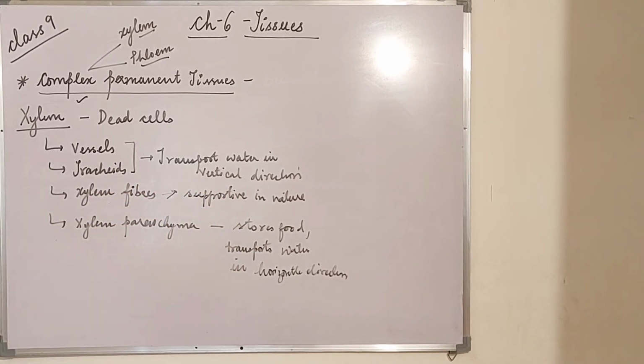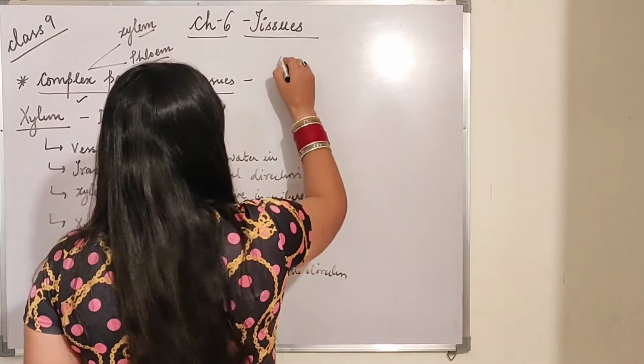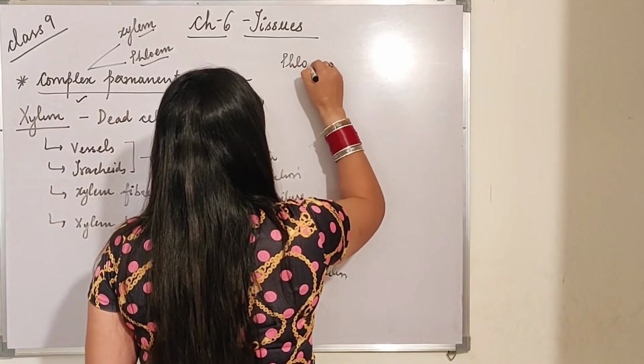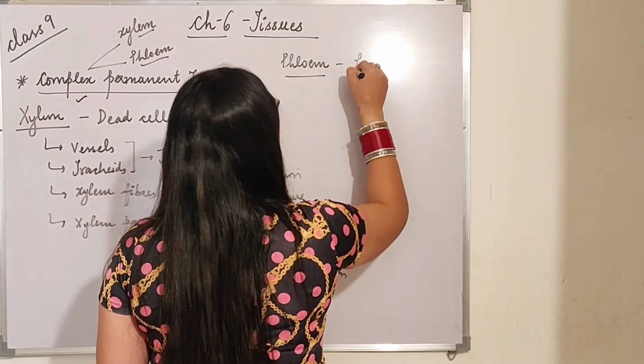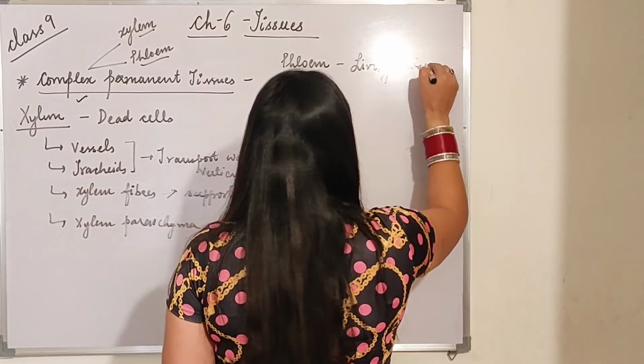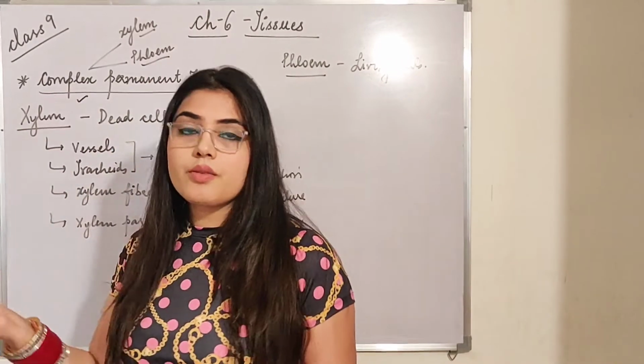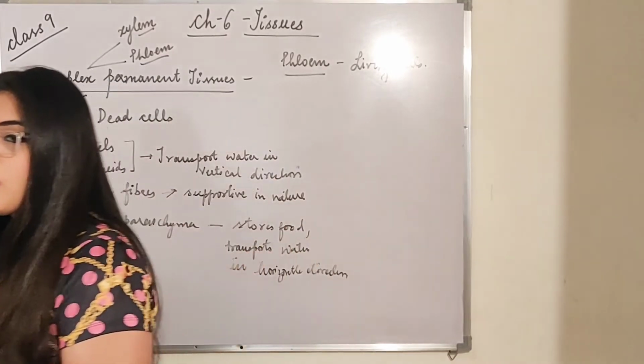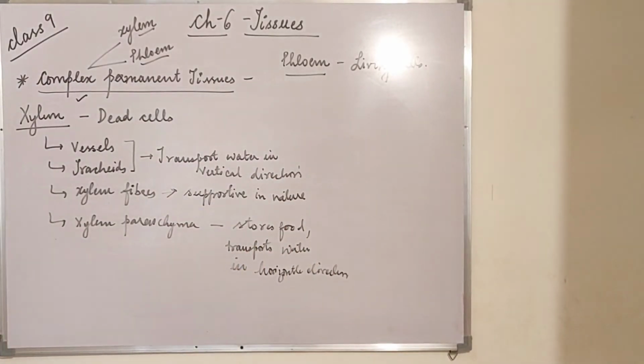Now let's move on with the phloem. Phloem has living cells, or live cells, you can say. And phloem is responsible for what? For the storage and the transportation of food. We have already done this. The movement of the food is taking place here.